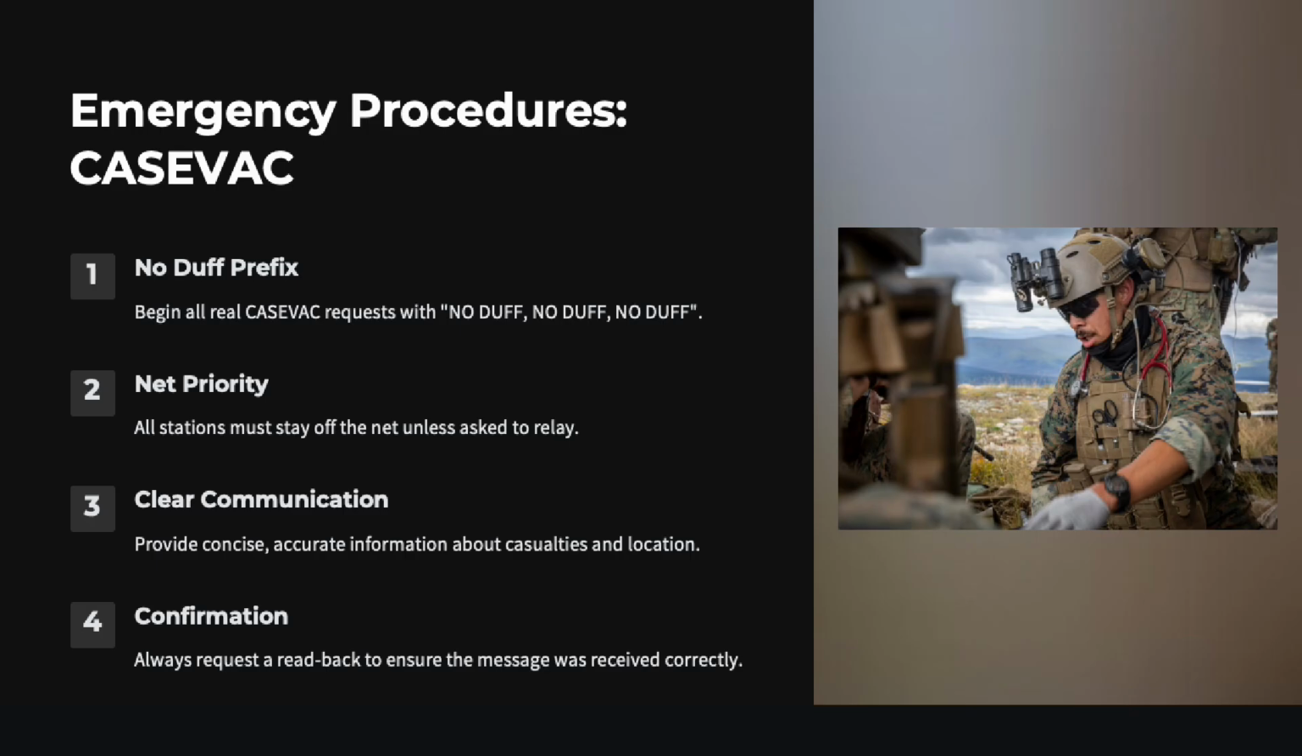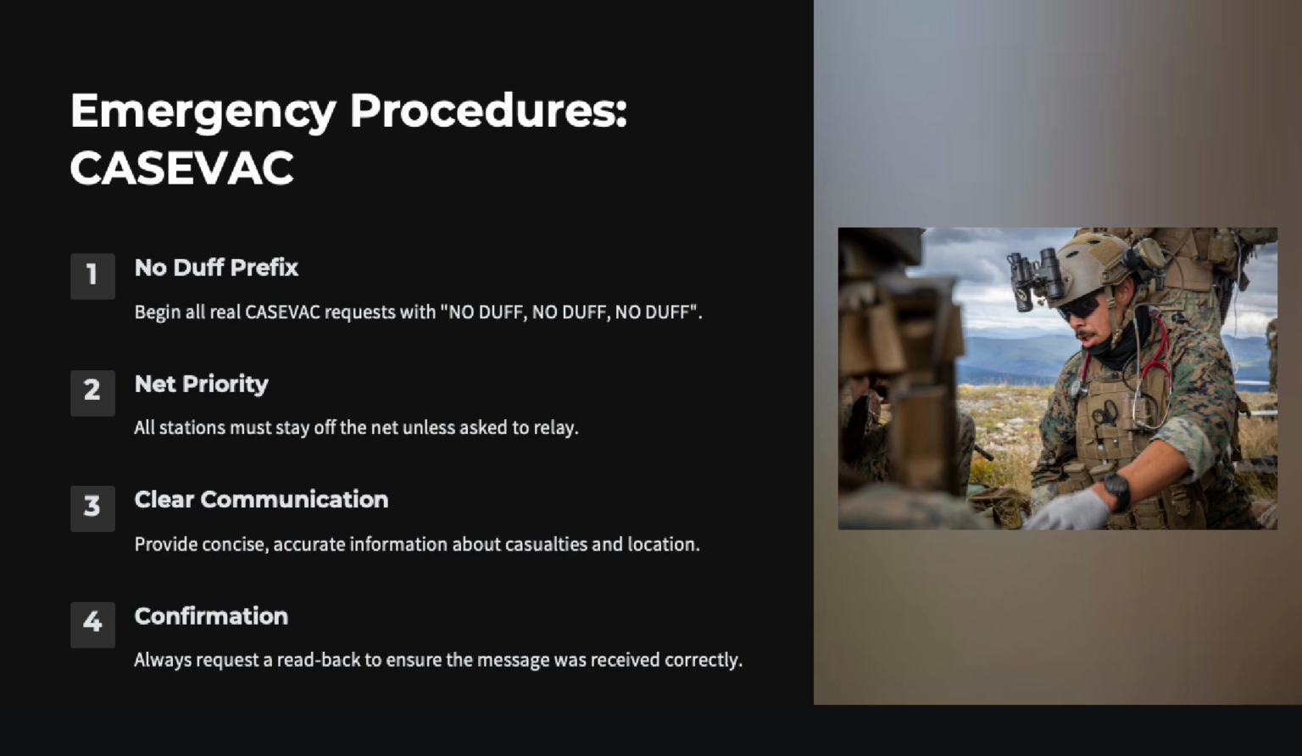Emergency procedures. So first, a CASEVAC. The most important part about this is the no duff prefix. Begin all real CASEVAC requests with no duff, no duff, no duff. 2, net priority. All stations must be off the net unless asked to relay. So there'll be no communication if you hear no duff unless you've been asked by the call sign to relay that on further.